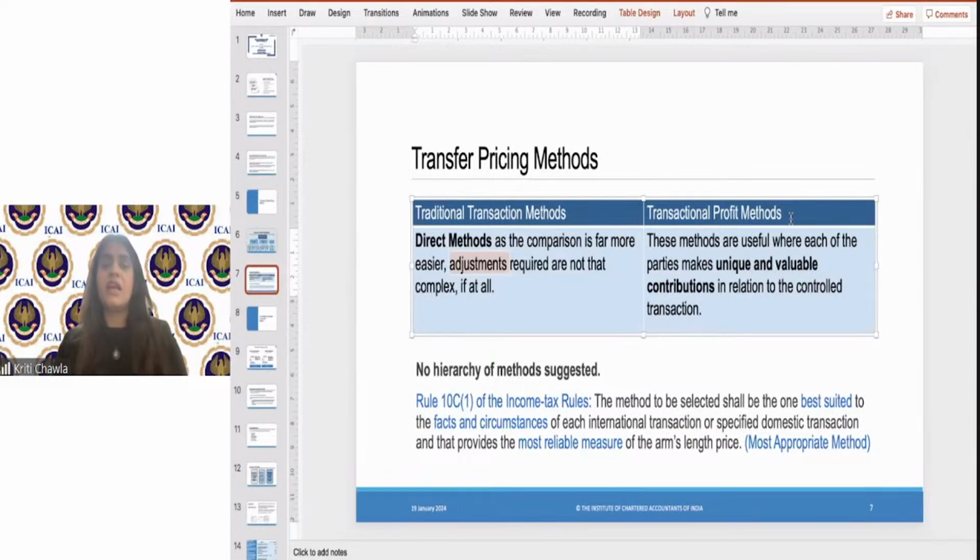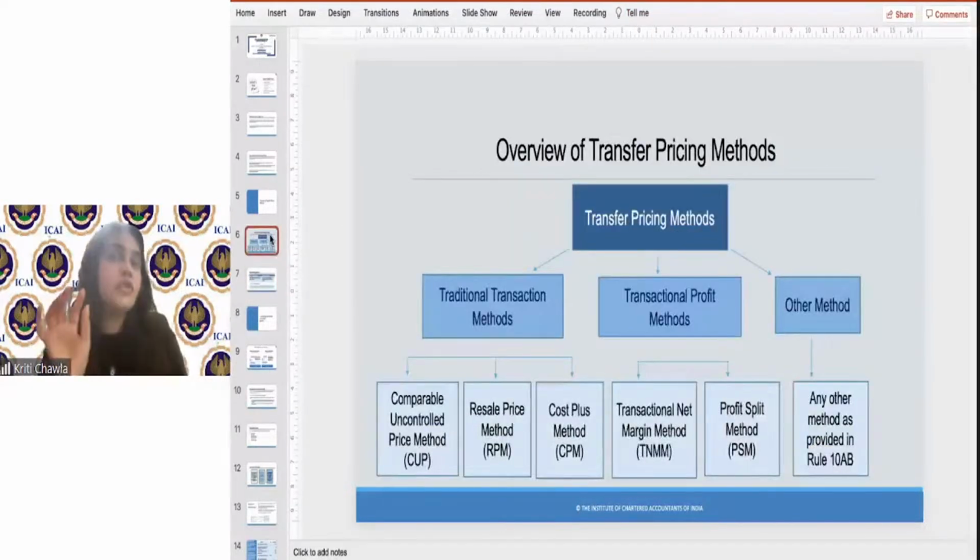Now, there was a time in India and even internationally, when they said that we have to follow a hierarchy of methods. They started to say that, listen, whenever you get a client situation, or you get a case study in hand on which method to apply, you use CUP first. If CUP doesn't work, then use RPM. If RPM doesn't work, use CPM. If CPM also doesn't work, use TNMM.